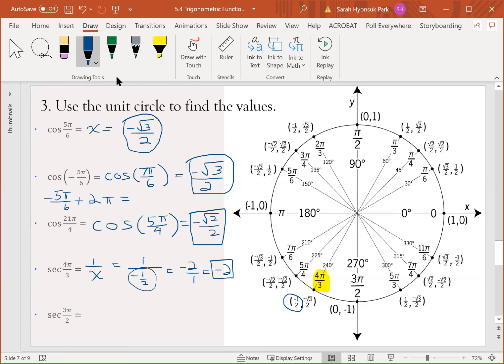Secant of 3 pi over 2 is, again, 1 over x. So 3 pi over 2 is right here. And that's 1 over 0. Oh, sorry, it's negative 1 over. No, it is 1 over 0 because the x value is 0. 1 divided by 0 is undefined. So secant of 3 pi over 2 is actually undefined.